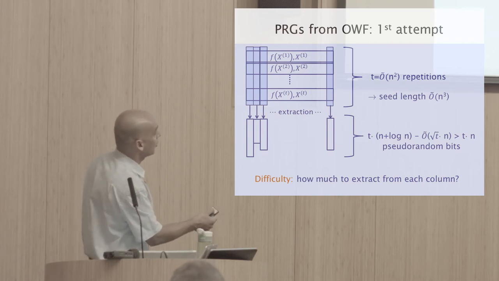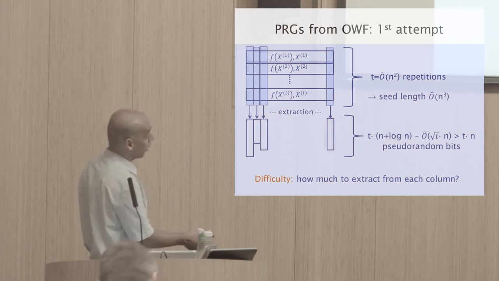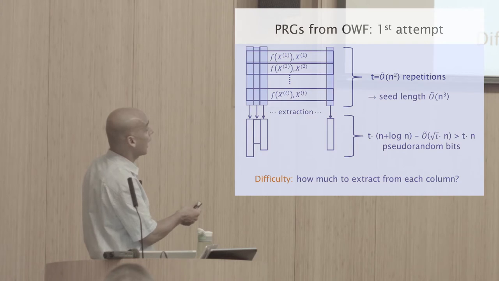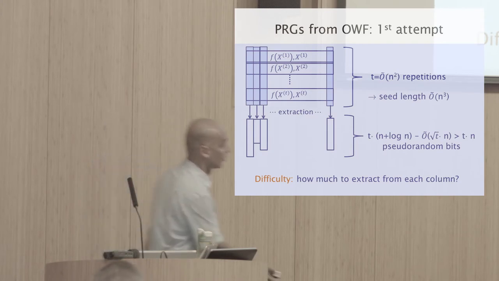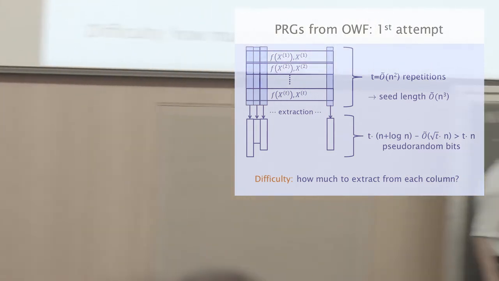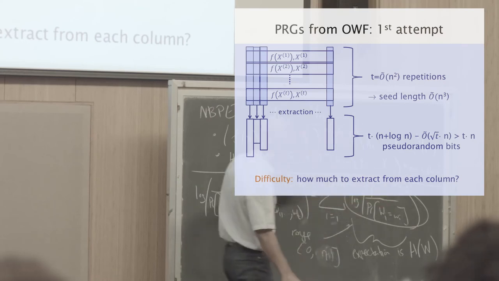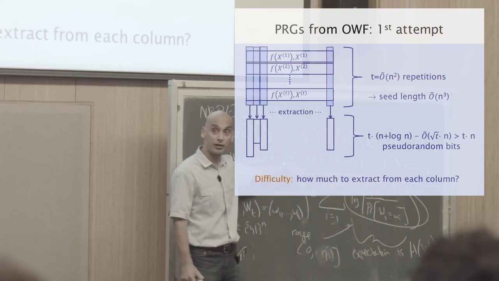All right, so this works. This is great, except we don't know how much randomness to extract from each column. We know the sum of these entropies, we know what their sum is, but we don't know how it's spread out among the different components yi.